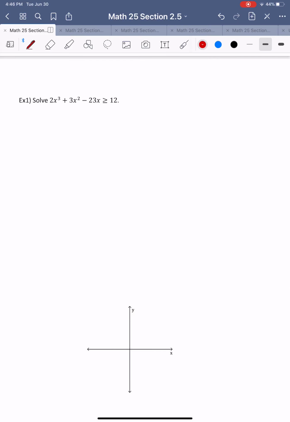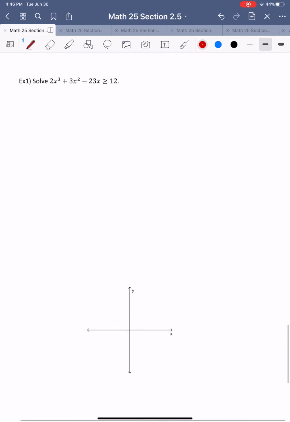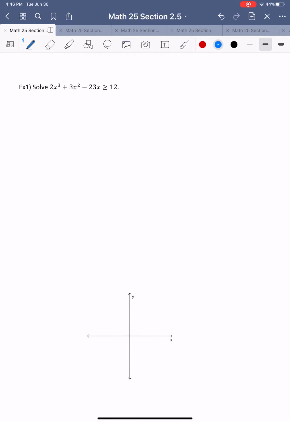Alrighty, so let's try this, okay? So example 1. I need to subtract 12 from both sides to get 2x cubed plus 3x squared minus 23x minus 12 greater than or equal to 0. So first of all, we have to find the zeros, okay? So in order to find the zeros, first of all, I want to make that an equation, okay? So 2x cubed plus 3x squared minus 23x minus 12 equals 0.